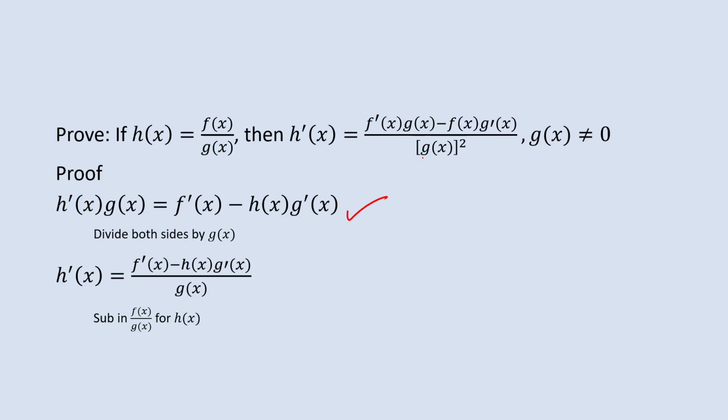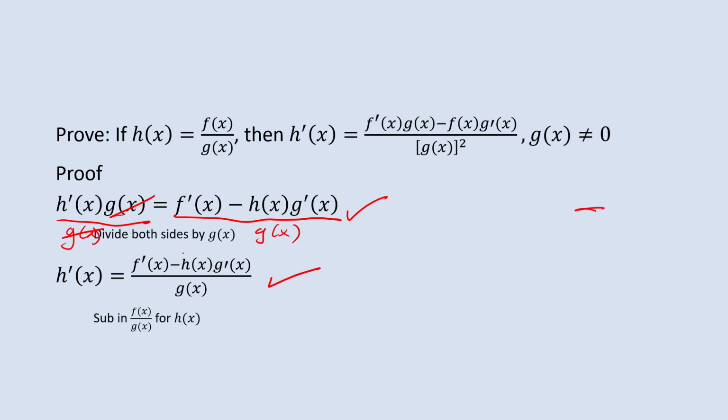Now, let's divide both sides by g of x. The impact of that on the left is fairly straightforward. If we divide that side by g of x, it's gone. We're going to divide the other side by g of x as well. And so we end up with a line that looks like that.